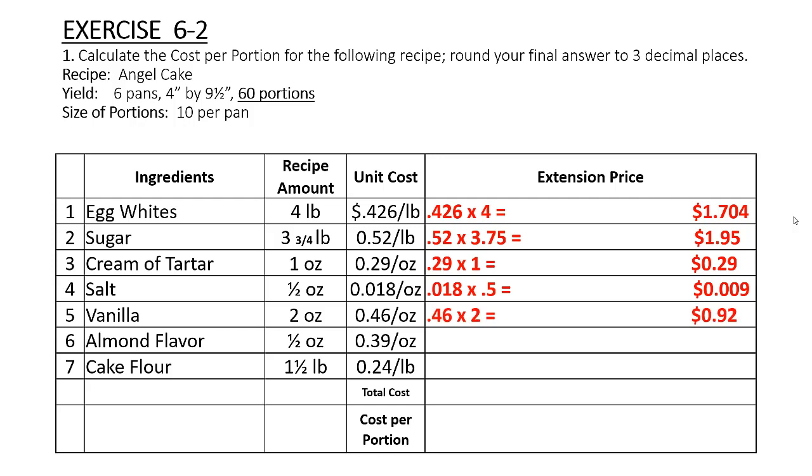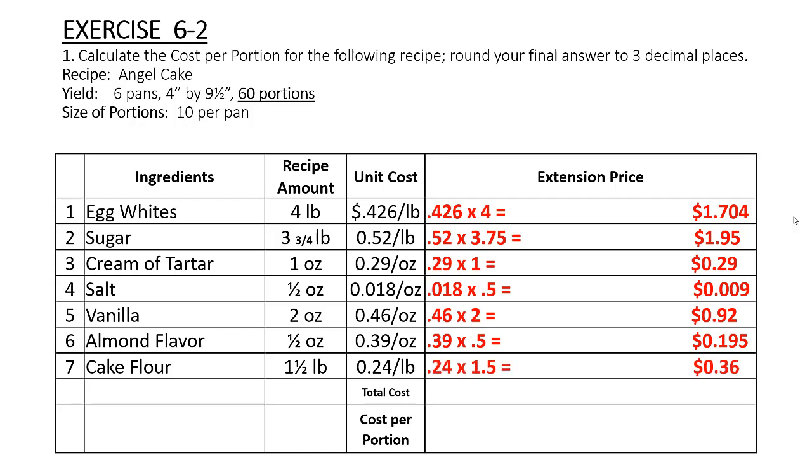Vanilla, 46 cents an ounce. We need 2 ounces. 46 cents times 2. Our extension price is 92 cents for the vanilla. The almond flavoring, 39 cents an ounce. Again, either multiply by 0.5 or divide by 2, but the extension price is $0.195 for almond flavoring.